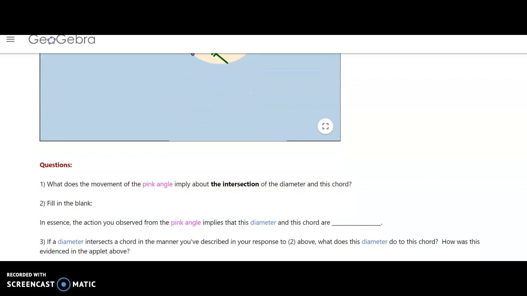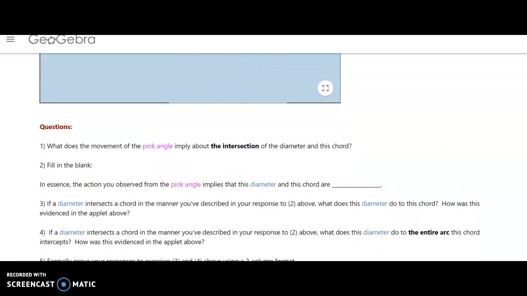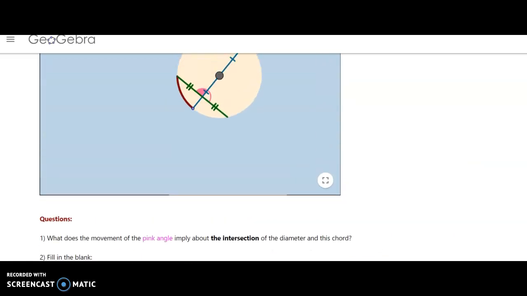So some of the questions it asks: what does the movement of the pink angle imply about the intersection? In essence, the action you observe from the pink angle implies that the diameter and its chord are perpendicular because they form that 90-degree angle. If a diameter intersects a chord in a manner you described in your response 2, if it's perpendicular, what does the diameter do to that chord? It bisects it. And then number 4, it also bisects the arc.